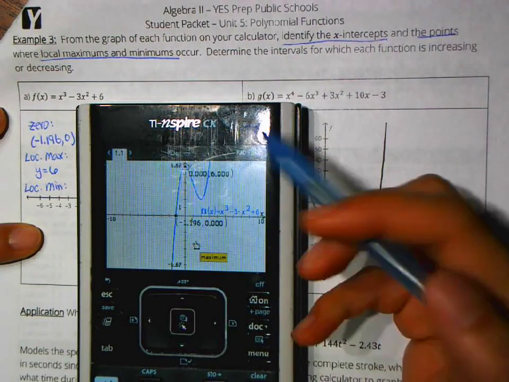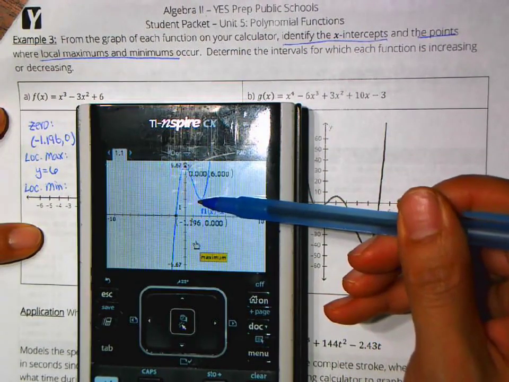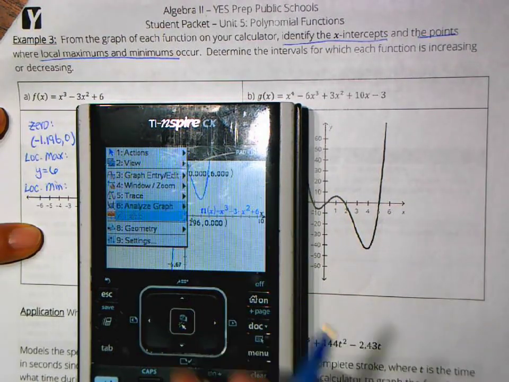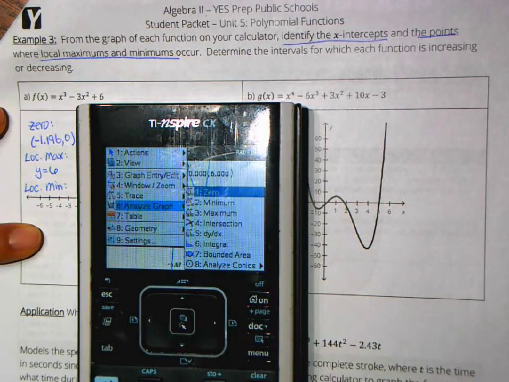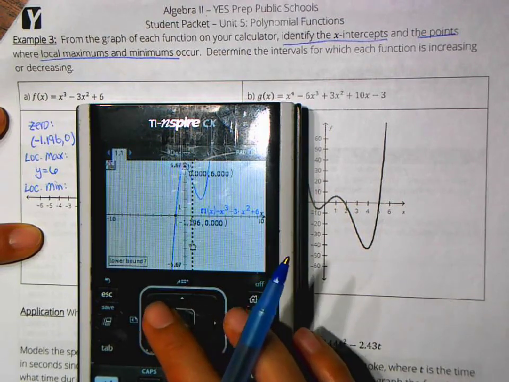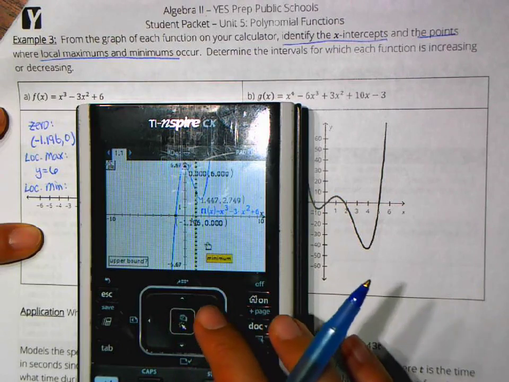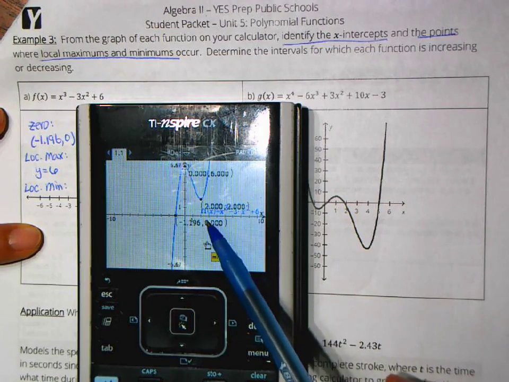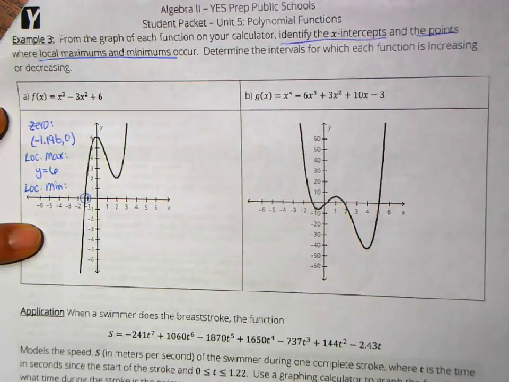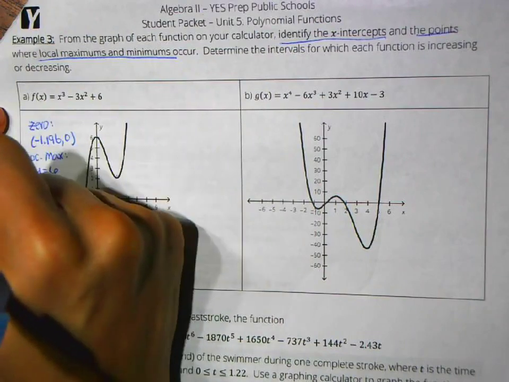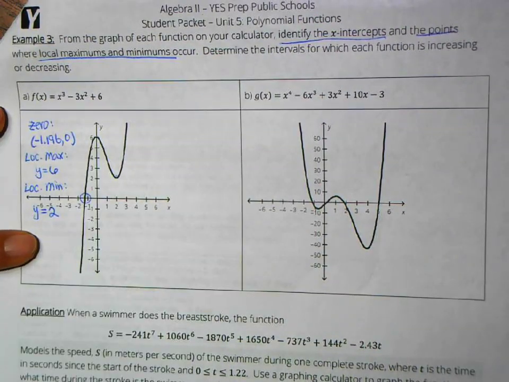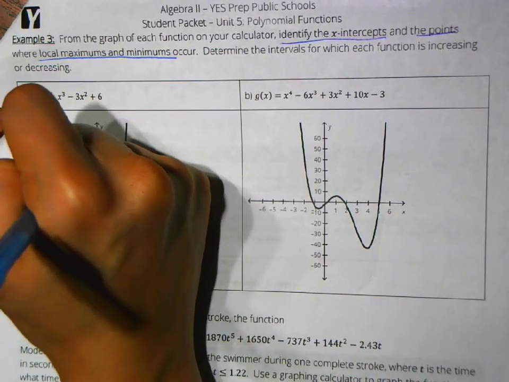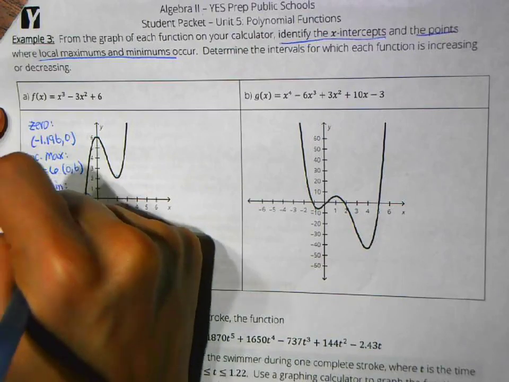Local minimum is this point right here on the graph. So again, I'm going to find the minimum by analyzing graph. Analyze graph, minimum. And again, I'm just highlighting just that area, nothing else, or you're going to catch some other minimum that's not the local minimum. It's at 2, 2. So local minimum, y equals 2. Or let me write this down: 0, 6 and 2, 2.